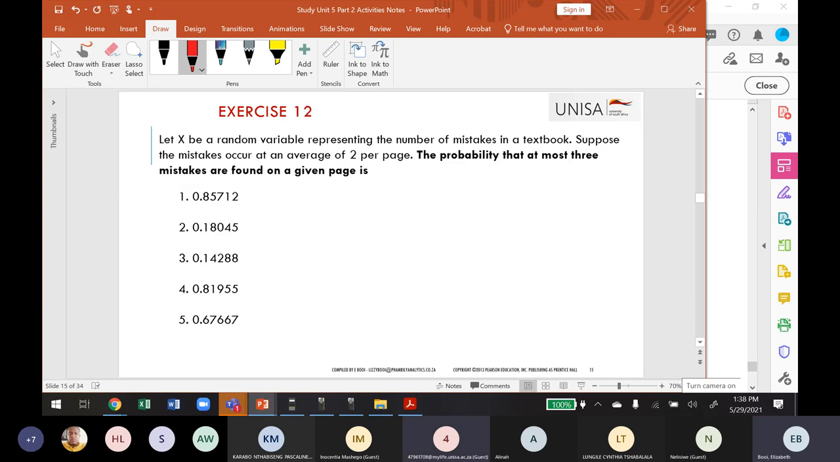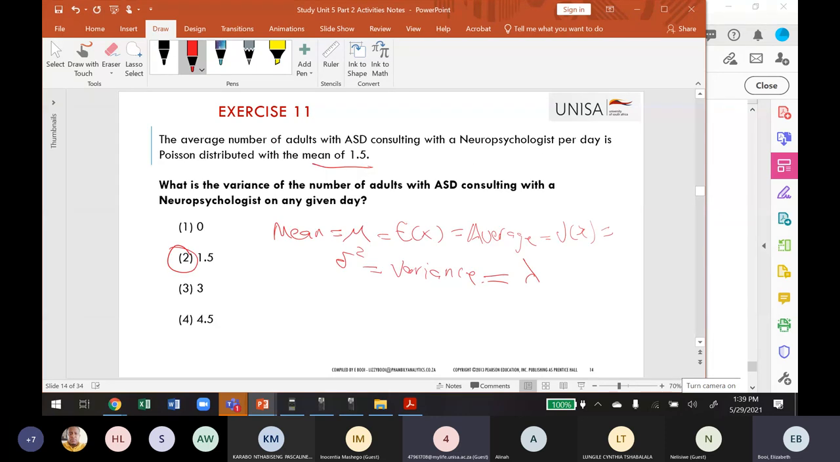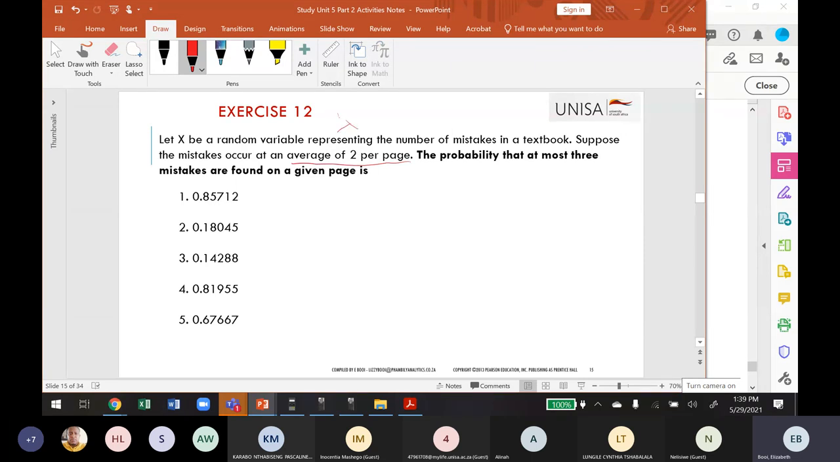Next, let X be a random variable representing the number of mistakes in a textbook. Suppose the mistakes occur at an average of 2 per page. Remember, average is the same as lambda, is the same as the expected value, is the same as the mean. What is the probability of at most 3? In terms of a sign, what are we trying to find here? Less than or equal to 3.